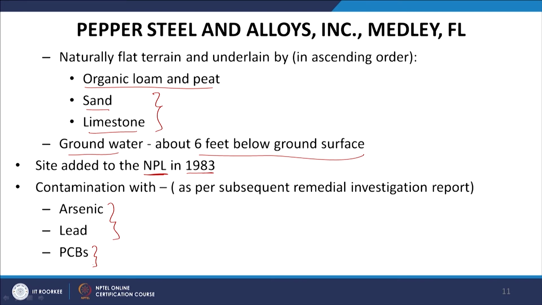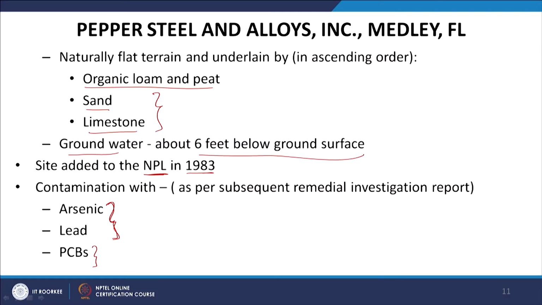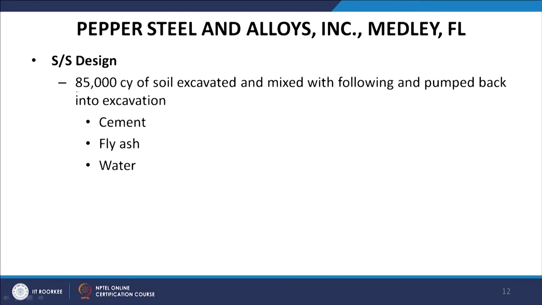Again, PCBs are remarkably toxic, and arsenic is carcinogenic and toxic. These are the heavy metals we presumed would be present, because the site was used for manufacturing batteries. So, what is the design here? They looked at, as we mentioned, 85,000 cubic yards. Again the generic case, cement and fly ash.